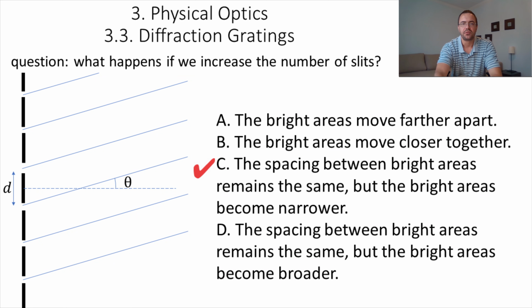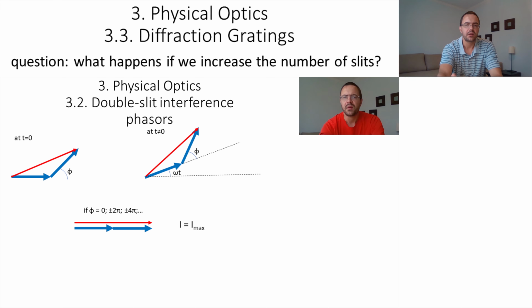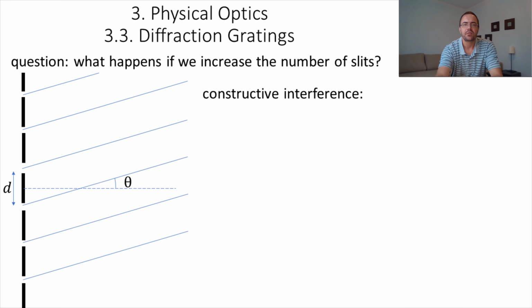All right, so you see that the spacing between the bright areas remains the same, but they become narrower and also more intense. So to explain this, I'm going to reuse the concept of phasor. So we introduced this at the end of the previous video. So if you don't remember, you can pause this video and check the last minute of the previous video just quickly. So first, let's start with constructive interference.